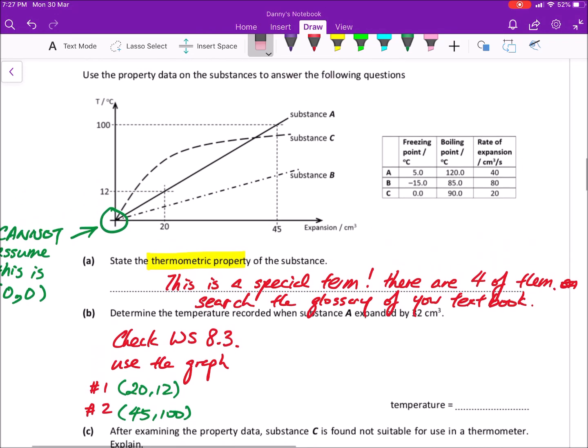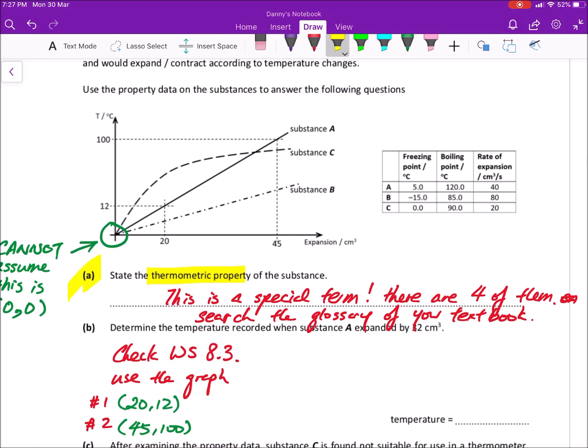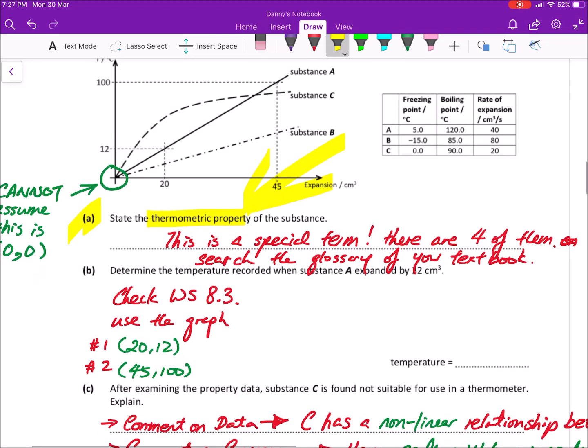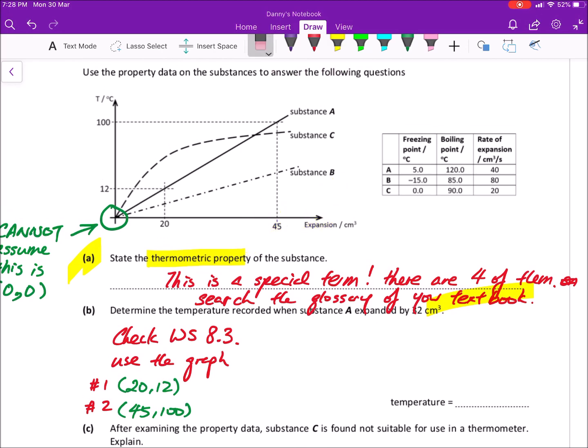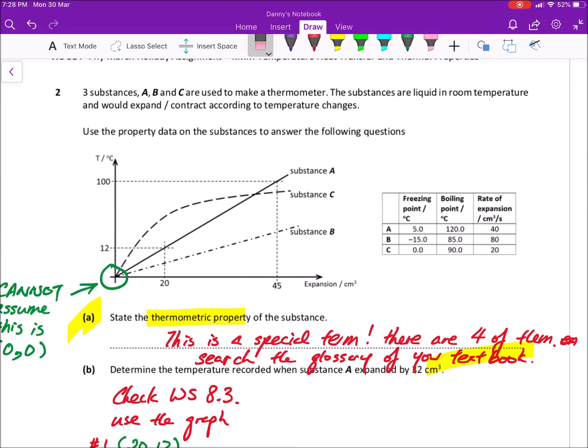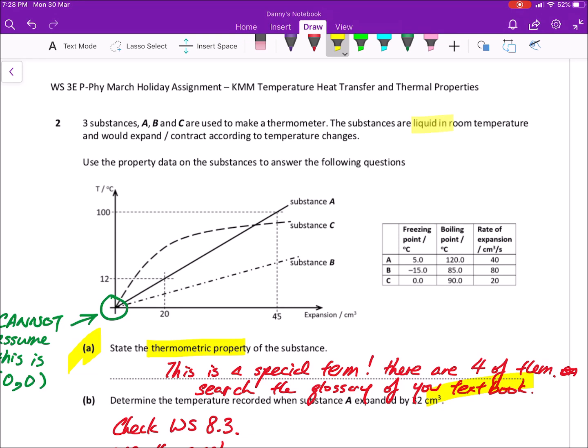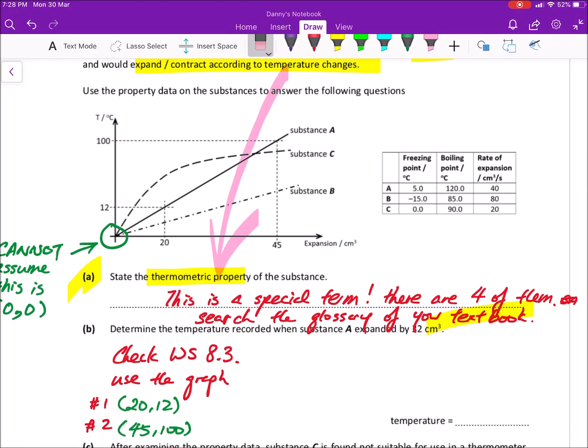For your question 2a, like I said, if you have forgotten what is thermal property, please go and look at your textbook. It is in the chapter of temperature. I am asking you, what is the thermal property if it involves a liquid and involves contraction and expansion due to a temperature change. For this kind of behavior, there is a specific way of describing the thermometric property. Please go to your textbook and find out. I'm not going to tell you.